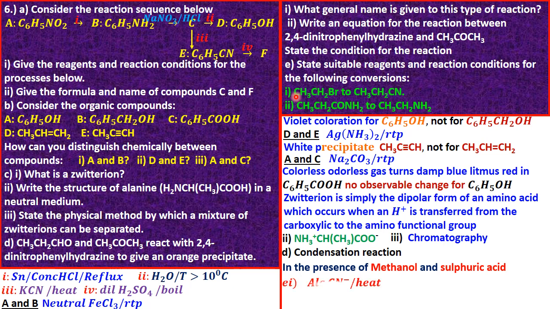So friends, to go from that to that, the reagent we are going to use is alcoholic cyanide ion. The condition is that we have to heat the mixture to enhance that. Okay, we have to heat.